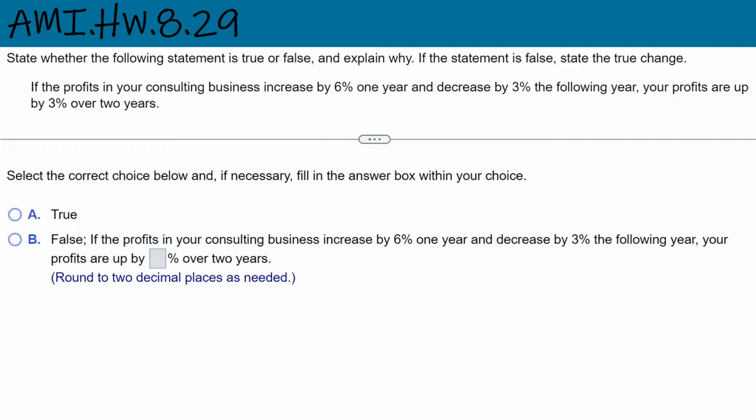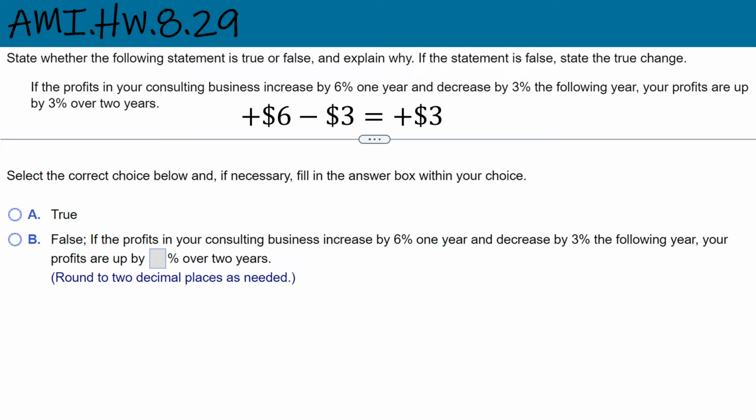In this question, it's very tempting to be like, yeah, that makes sense. So let's read it. If the profits in your consulting business increase 6% one year, and then they go down 3%, they decrease the following year, can we just subtract those? Can we just add percents together and subtract percents? So the answer is, can we just say $6 minus $3 is like having $3?